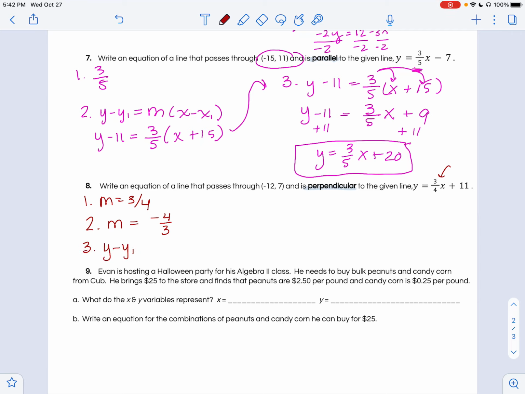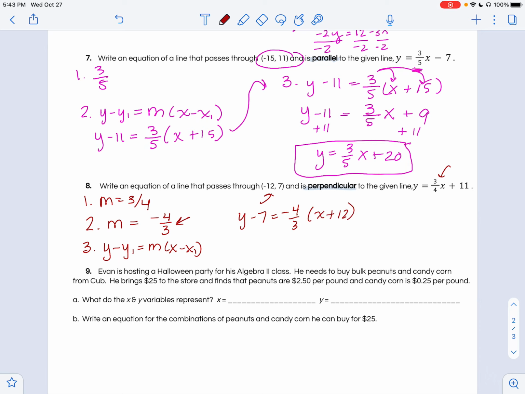I'm going to use this again with my new slope here, and then this point that I gave you right here. So in step 3, I'm going to plug that in. y minus 7 equals -4/3 x plus 12.